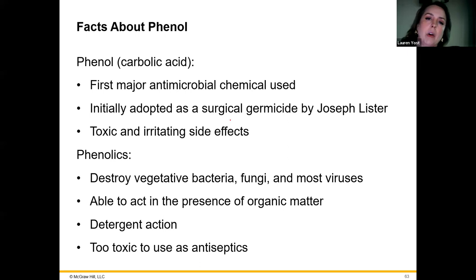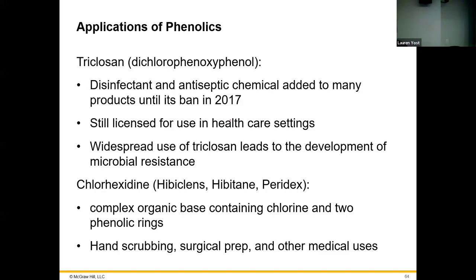All right, carbolic acid or phenol, the first antimicrobial chemical used. We talked about it as being germicidal with Lister. It is toxic and irritating, whereas the phenolics are less so, but they're still bad. They're still not great. So included within phenolics, we have triclosan.